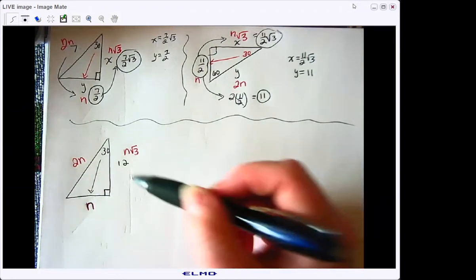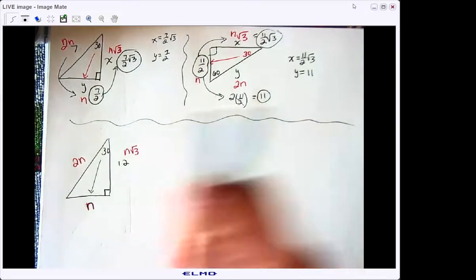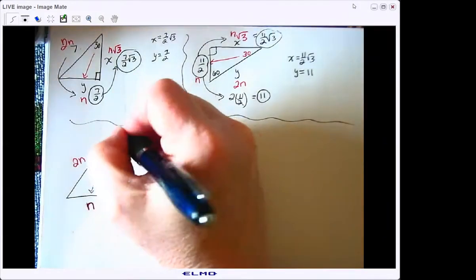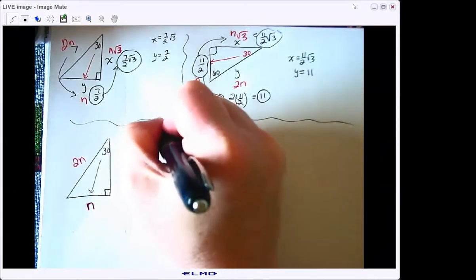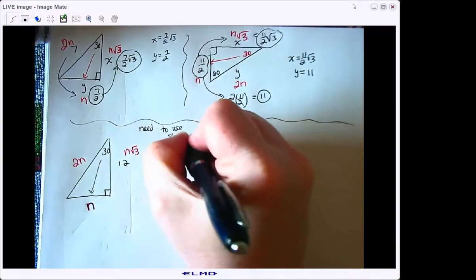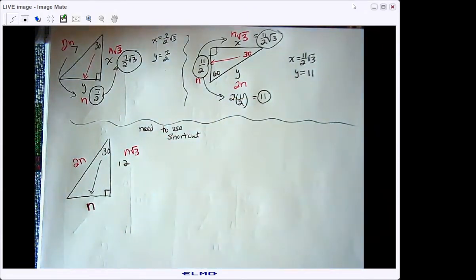If this were a 12 root 3 instead of a 12, I would know that n is 12, but we don't. So this is where we need to use the shortcut. Does anybody remember what the shortcut was last week?